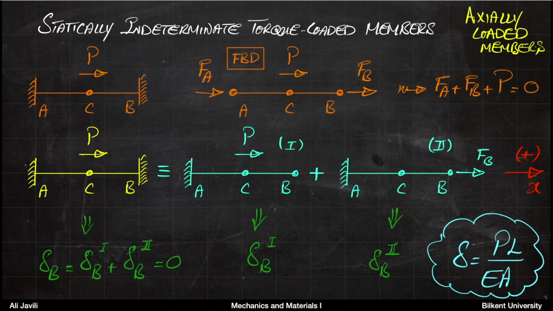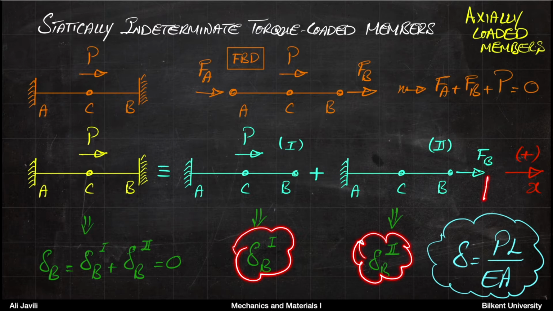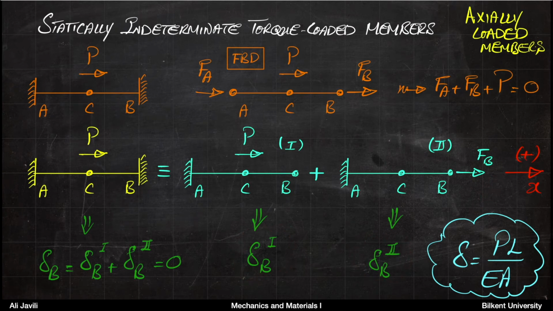Now, in order to find the second equation, we look at the system, then we decompose that system into two different systems. We decompose it into system 1, where you have only force P applied, and system 2, where we have only force FB applied. In all of these pictures and in this whole problem, we assume that the plus direction is towards the right. So this is our positive direction for force and displacement. Now, for system 1 and 2, you can calculate displacements separately. And remember that the formula to relate displacement to load is delta equals PL over EA.